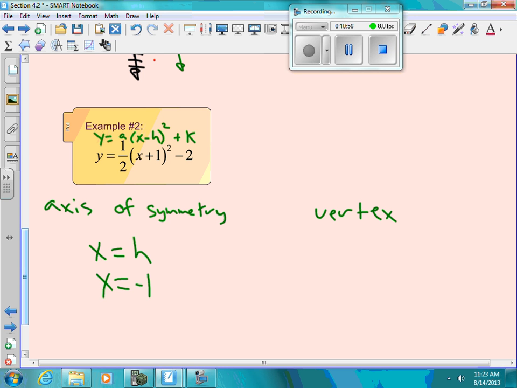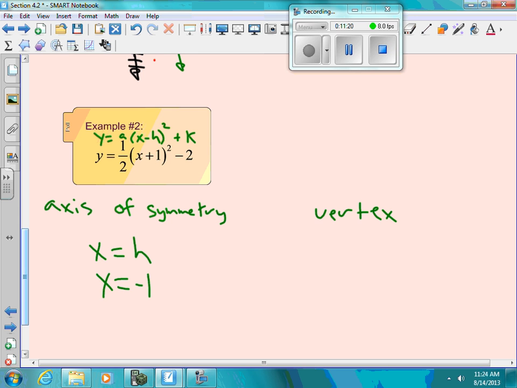Or just think of it as the opposite of the sign inside the parentheses. If it's a plus sign, then the opposite of plus 1 is minus 1. If it was minus 1, the opposite of minus 1 is plus 1. So whatever works for you, but to check it, plug it back in. Does it make x plus h or x minus h equal 0? Whatever makes it equal 0, that's your winner. So that's our axis of symmetry.